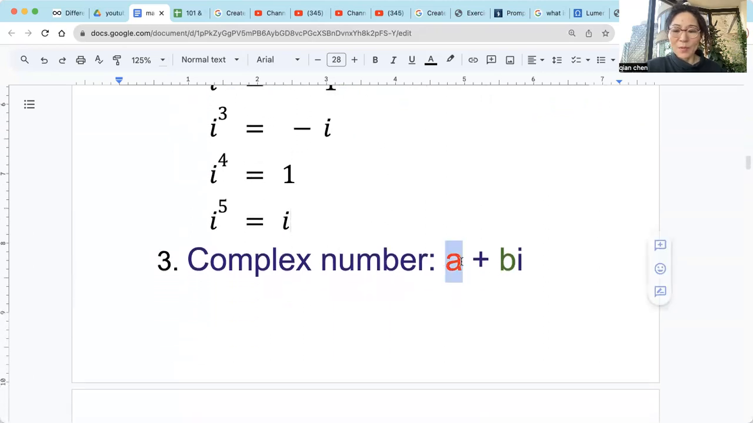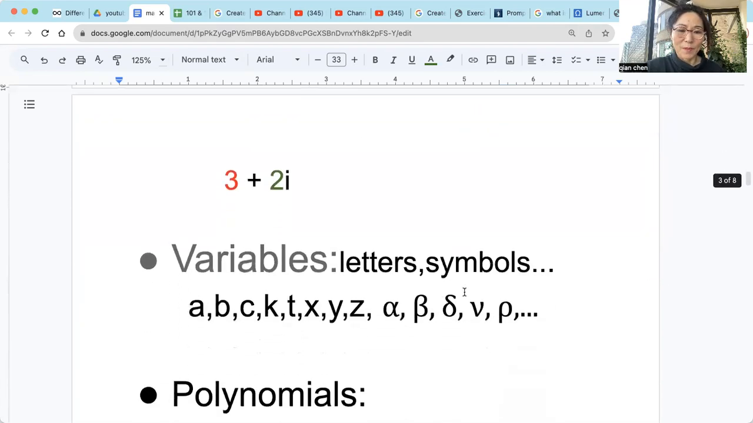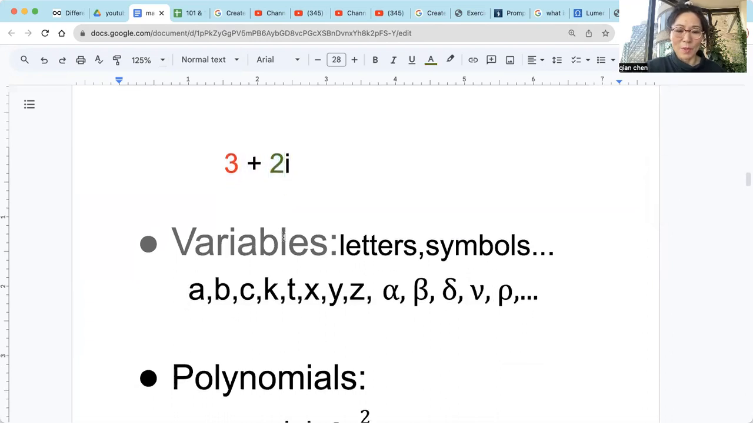So when we put a real number and an imaginary number together, we call it a complex number. So in a complex number, we have a real part, and we have an imaginary part. And b multiplied by i indicates b is the imaginary part. Let's say 3 plus 2i. 3 is the real part. And in 2i, 2 is the imaginary part.